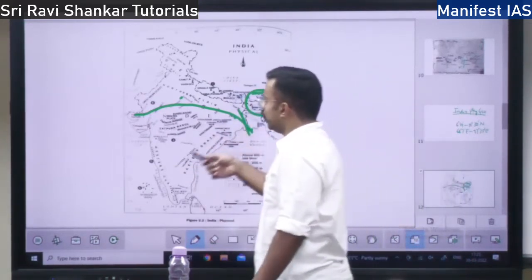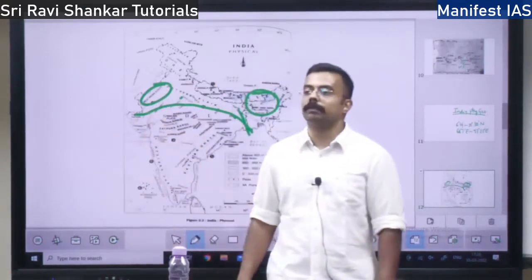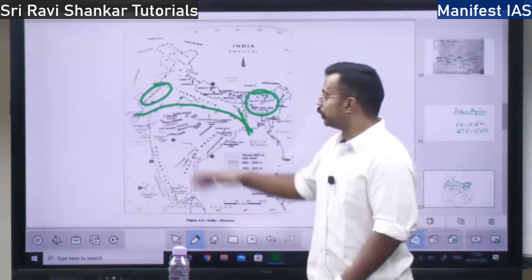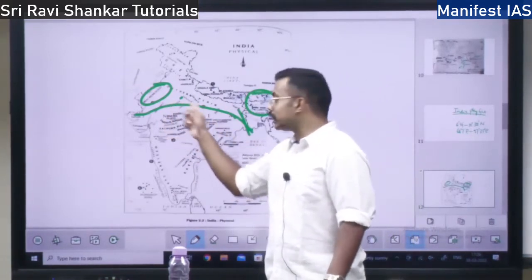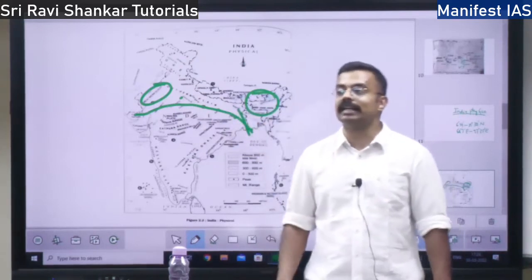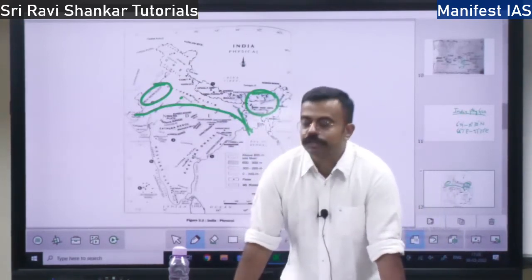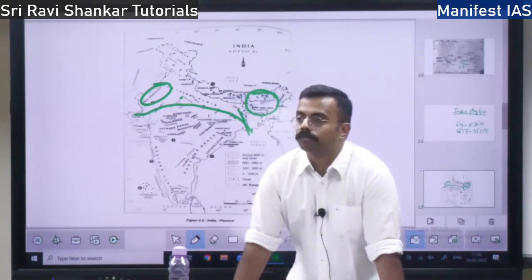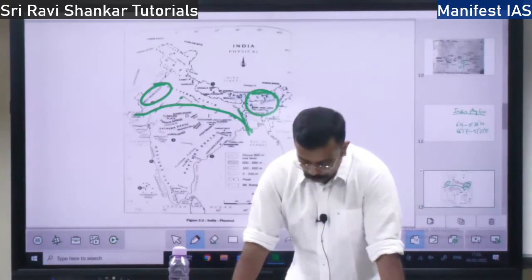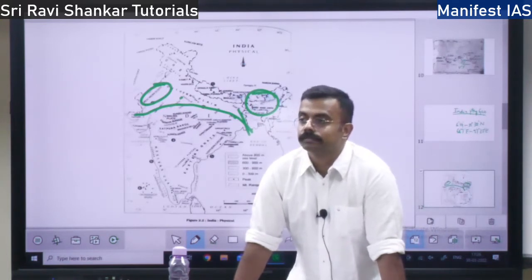That is one side. But they say this part was also part of the peninsular plateau. Even today, the bottom part is part of the peninsular plateau. Now above, it is filled with sand in the desert. Right. So this peninsular plateau, what is it made of? It is made up of granite and gneiss.